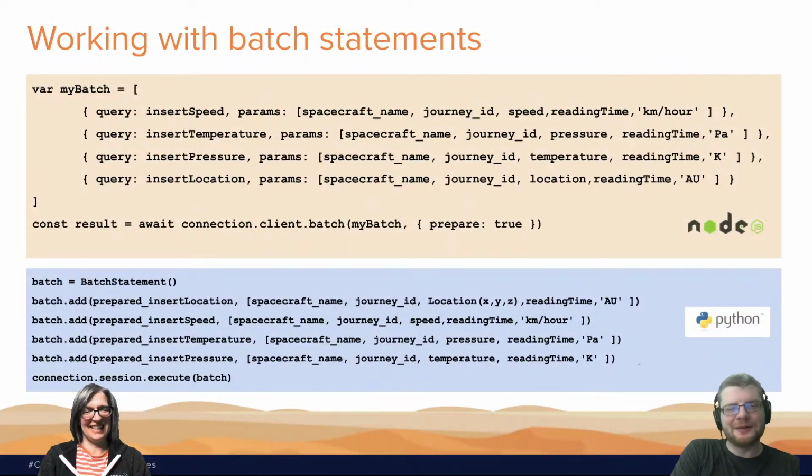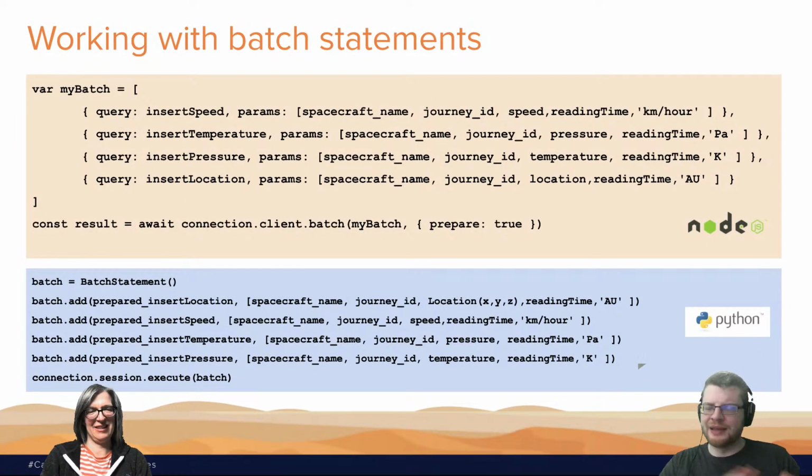So what I've done here is I've taken var my batch. Actually, I'm going to go with Python because I'm more comfortable with Python. So I've got my batch statement, batch equals batch statement, batch dot add. You notice I have my prepared statements: prepared insert location, prepared insert speed, prepared insert temperature. All of those are prepared statements that I have in advance, and I'm calling them from a batch. And then I have all my values there.